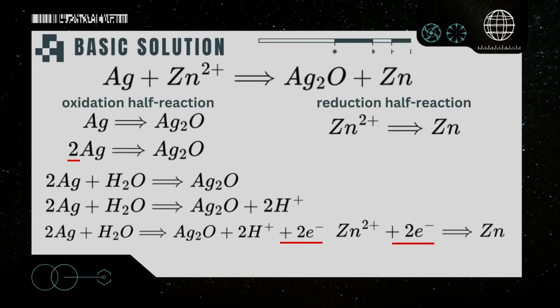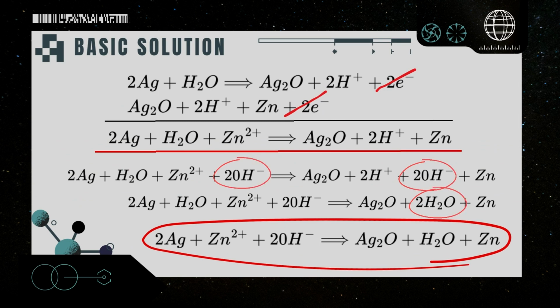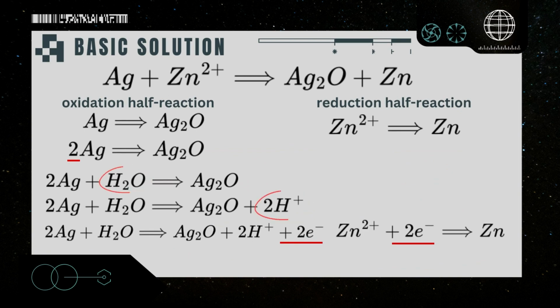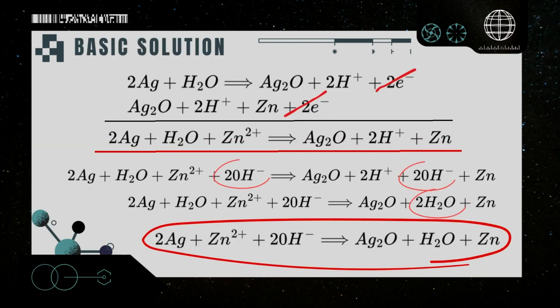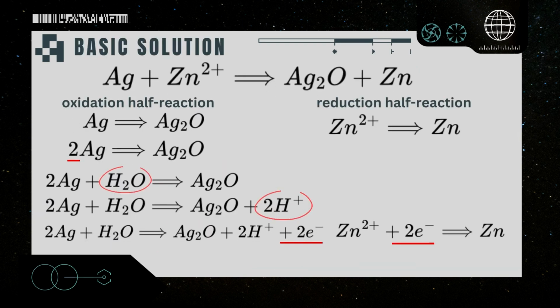If this is occurring under basic conditions, the algorithm will be a little bit different, but it will start out by balancing as though we are under acidic conditions. When balancing equations for redox reactions occurring in basic solution, it is often necessary to add OH- or hydroxide ions, and also to add water molecules to fully balance the equation. In this example, we have solid silver reacting with zinc 2+ to become silver oxide and solid zinc.